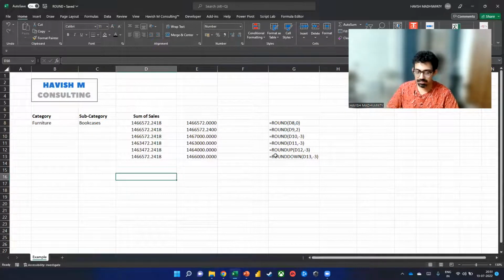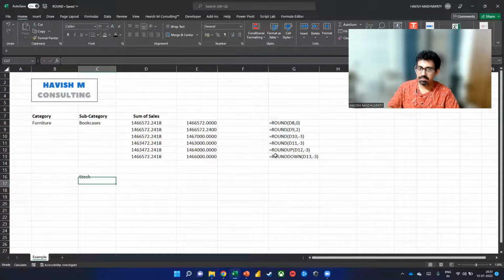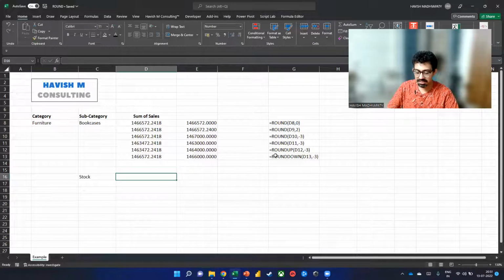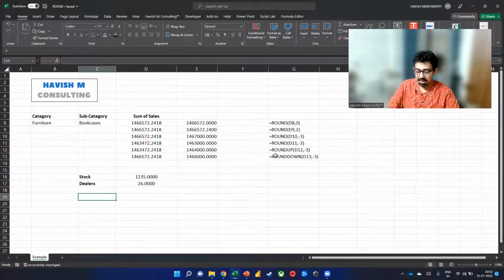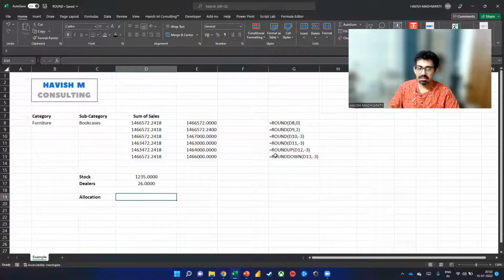One other thing that we can do is, when we have stock, we will give the number of units. So let's say there are 1,235 units. Now the problem is I have to distribute it among dealers, and we have, let's say, 26 dealers. Now what is the allocation here? I only have stock worth 1,235, right? Now if I divide it, this doesn't make sense. It becomes 47.5. I can't do that. So I would like to get the allocation as a whole number.